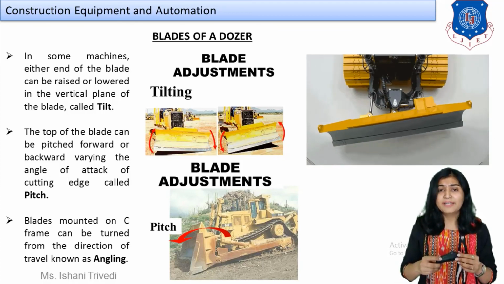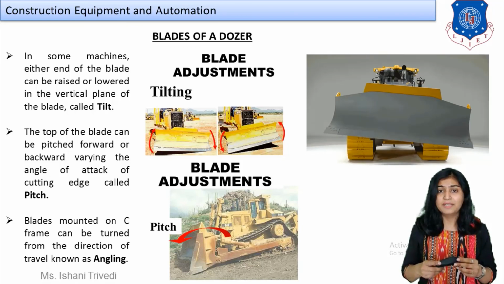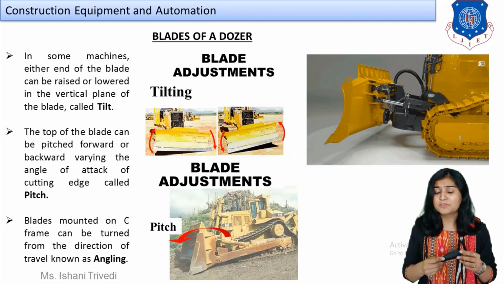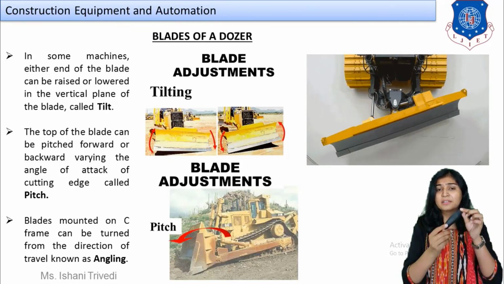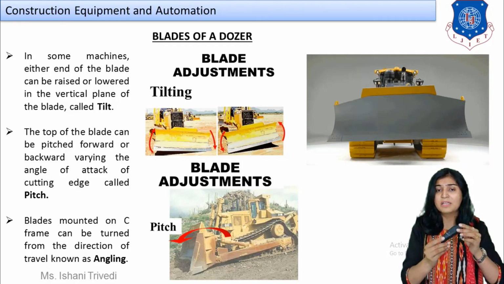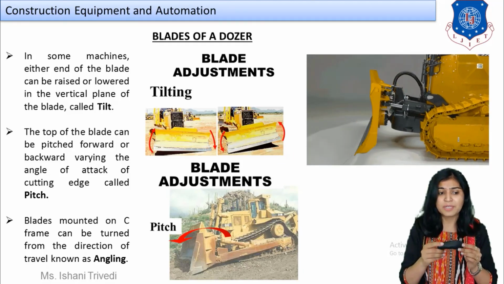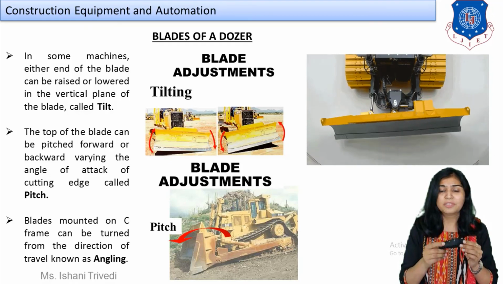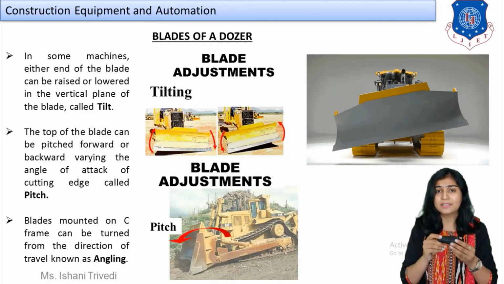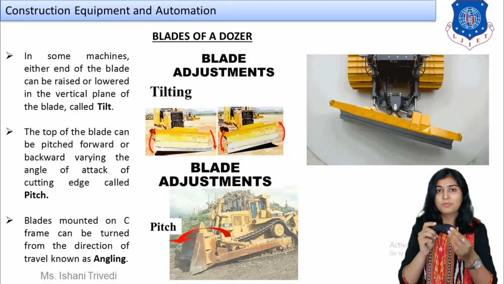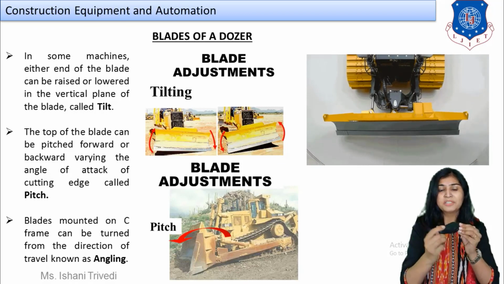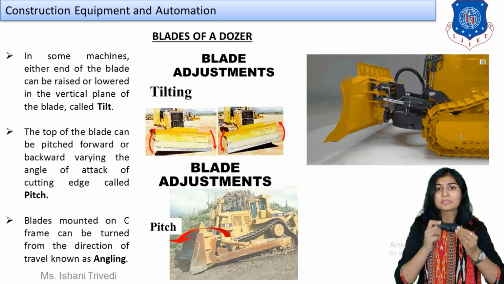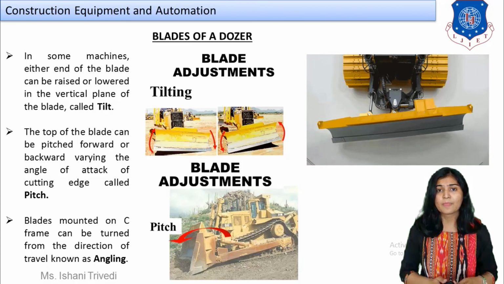Third, blades mounted on a C frame, right? In the cross section image which you saw in the previous slide, we had a pusher arm, that was simple. But if it is mounted on a C frame, then it can be turned from the direction of travel, right? Whatsoever direction you are moving, it will automatically move in the travel direction. So that is known as angling.